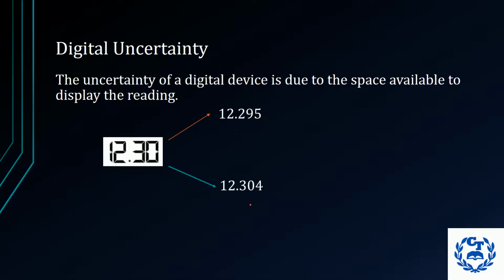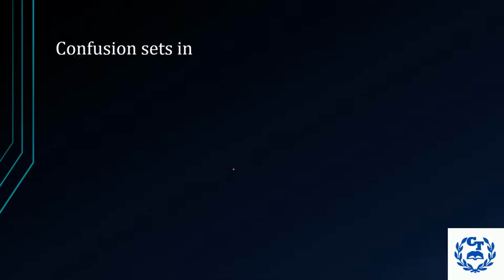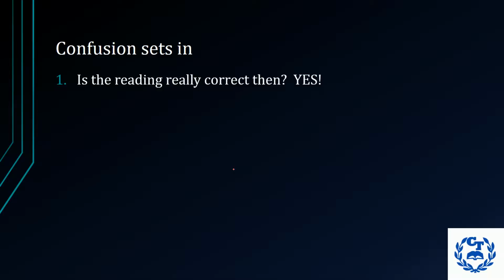Alright? Now, this brings in a little bit of confusion. It simply asks, is it that your reading is incorrect? And is the reading that you have really correct then? And the answer is yes, the reading really is correct. Alright? We are just simply stating the uncertainty to account for the fact that the instrument may have a little bit of error in it from when it was calibrated. So we're saying yes, the reading is correct.